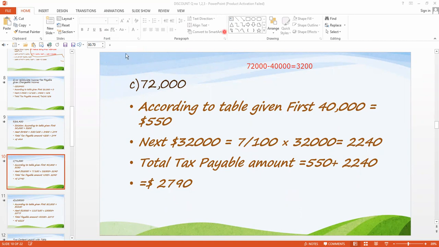I think the calculation is much easier, and I think you have no confusion at all. Very good then. Okay, now we come to the last part.